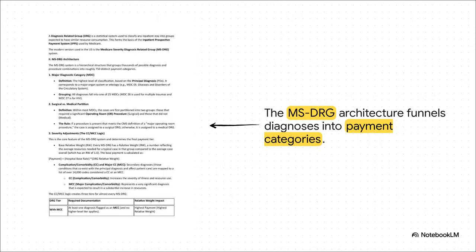To picture how this works, think of the modern Medicare Severity DRG system, or MSDRG, like a giant funnel. It takes thousands upon thousands of possible diagnosis and procedure combinations and funnels them down into roughly 750 distinct payment categories. These are organized into 25 major diagnostic categories, or MDCs, which are basically based on organ systems. From there, the funnel splits cases into either a medical partition or a surgical partition, totally depending on whether a major operating room procedure was performed.